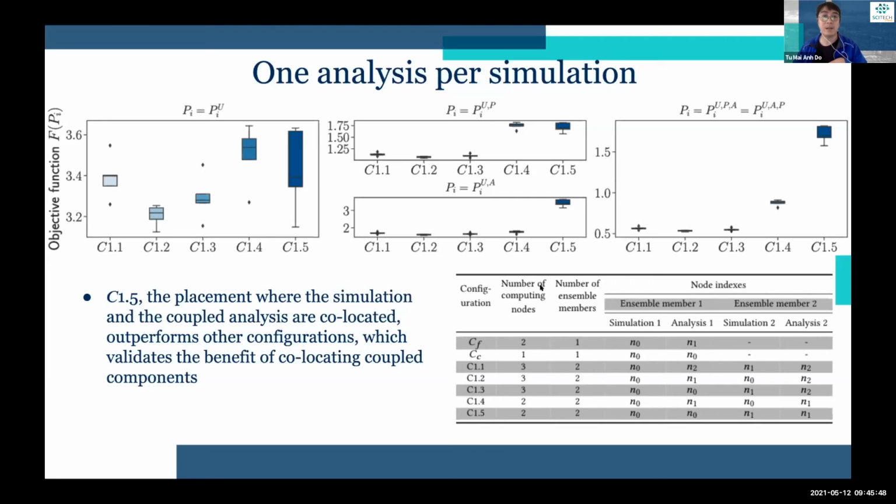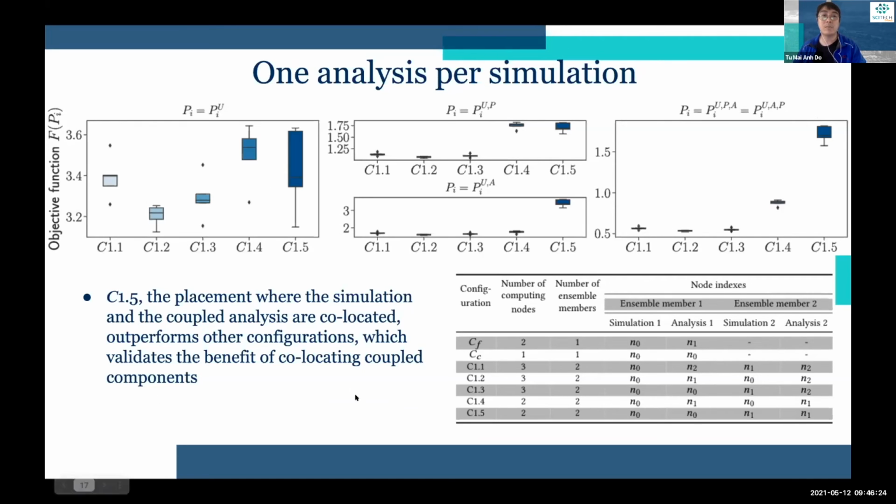For the plots, these demonstrate the objective function over several performance indicators. Basically, we should focus on the last plot, where the performance indicator already includes all the states that we proposed in the previous slide. And you see here, C1.5 is the configuration that results in the best objective, the max objective function.